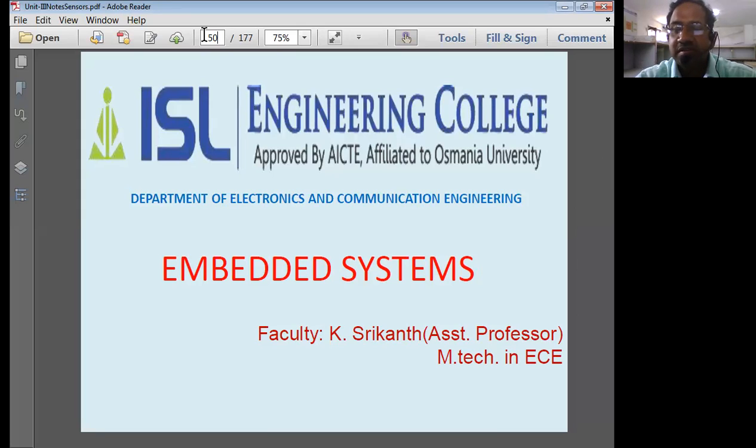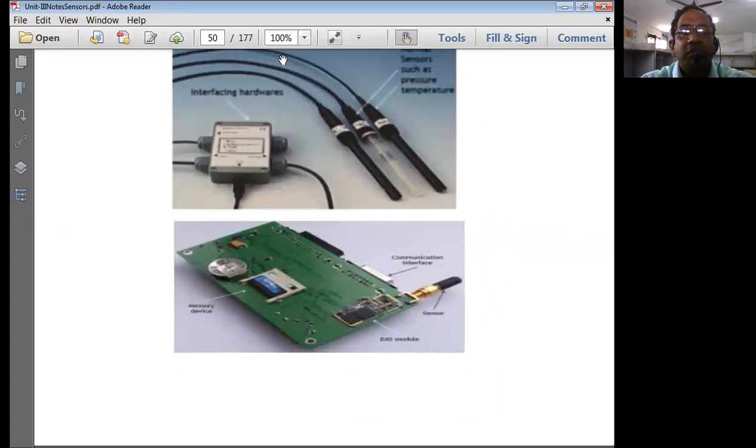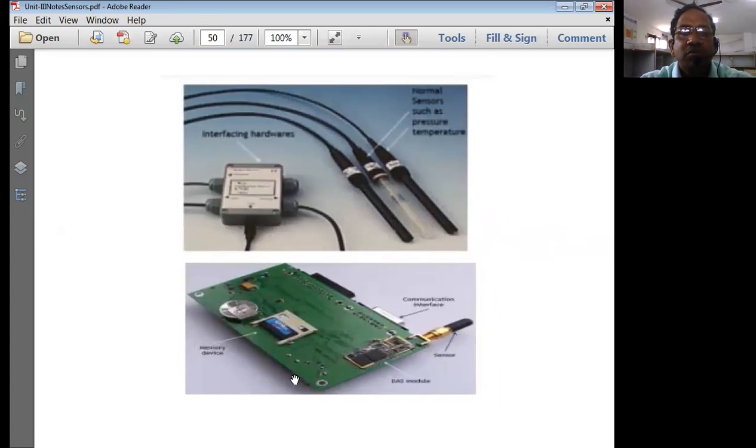A primary sensor is the basic sensor which gives a response to the input stimulus so that the output is electrical in nature. That is what is called a primary sensor. Now, how does a sensor really look? This is known as a smart sensor. This entire unit is a sensor unit.